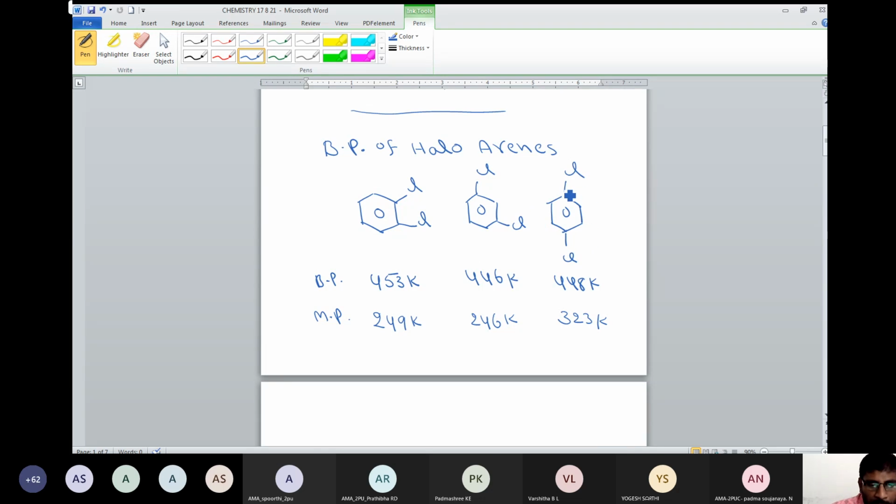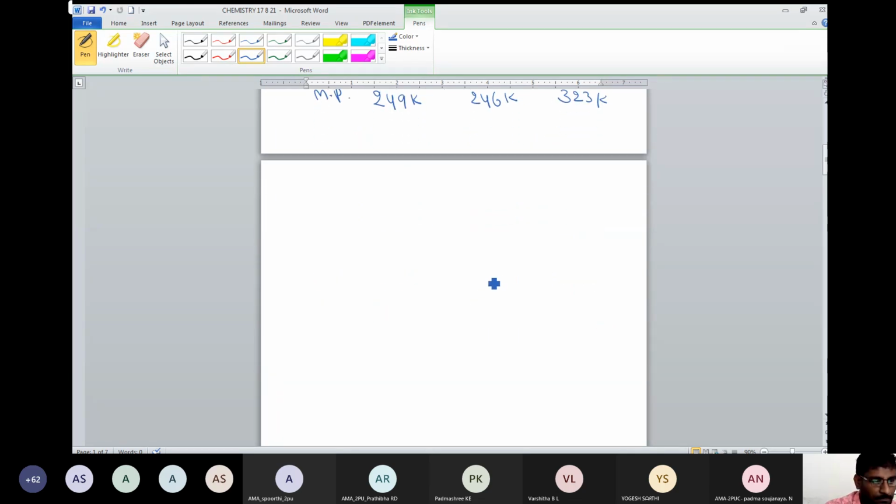Why? Because para means both are on opposite sides, so it is a symmetrical structure. Due to its symmetry, it exhibits a hard structure and a high melting point. Some question they will ask: why does para have a high melting point? Due to its symmetrical structure, both are opposite, so it becomes hard when compared with other molecules. That's why it exhibits a high melting point. This is the order of melting points and boiling points in dihaloarenes.